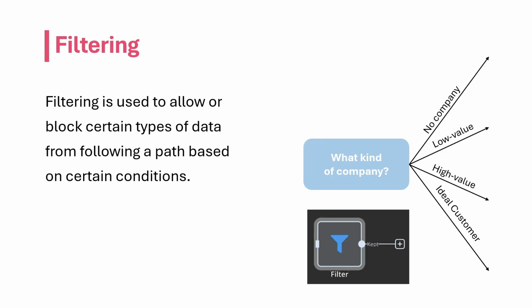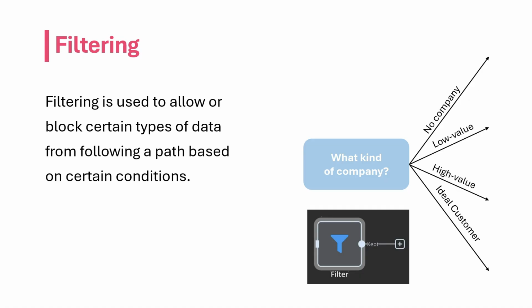Then our second thing is filtering. Filtering is used to allow or block certain types of data from following a path based on certain conditions. So filter helps you to define rules. For example, only continue the workflow if the company name equals, let's say, ABC Private Limited, or if the email address contains something like xyz@gmail.com. It's like a checkpoint that ensures only the right data moves forward, keeping your automation clean and efficient.